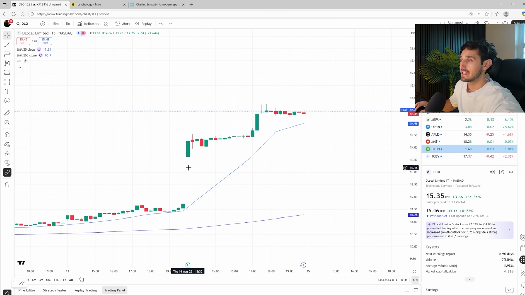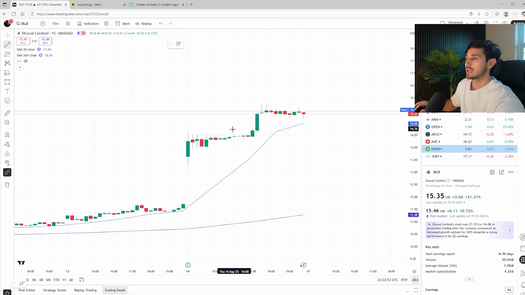So this thing actually cleared that resistance, went right through it, and then consolidated for literally 2 to 3 hours. And you could just see it. Picture perfect breakout. Entry above the base, stop loss below.